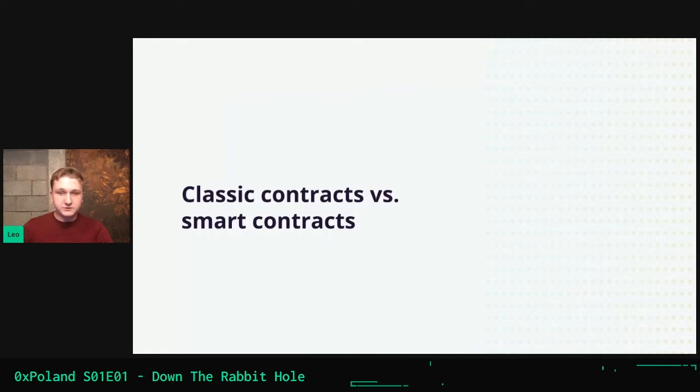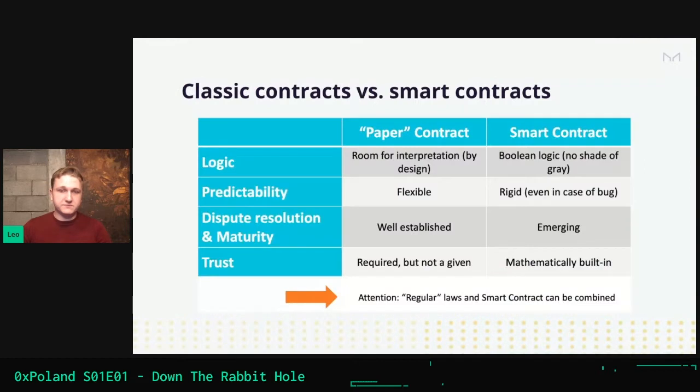So how do smart contracts differ from classical contracts, and how can we compare them? When we look at paper contracts and smart contracts, we can compare them on different fields of comparison. Let's start with the logic. Smart contracts use Boolean logic. It's either true or false. There are no shades of gray, and there's always certainty.